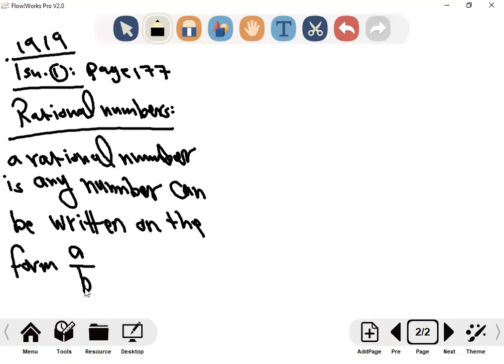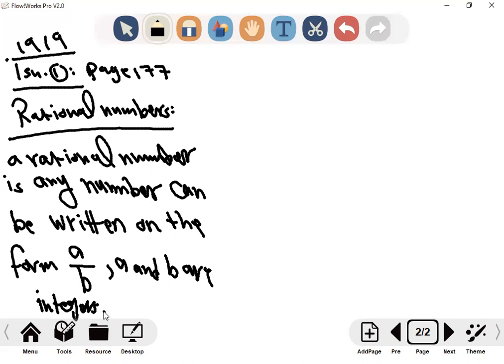So what's the rational number? Or any number can be written as A over B. But we have conditions in A and B. A and B are integers. What are the integers? The group of numbers which we took in the previous module, right? Are integers. We took the integers, we add them, we subtract them, right? Positive, negative, any two integers. Put them over each other.